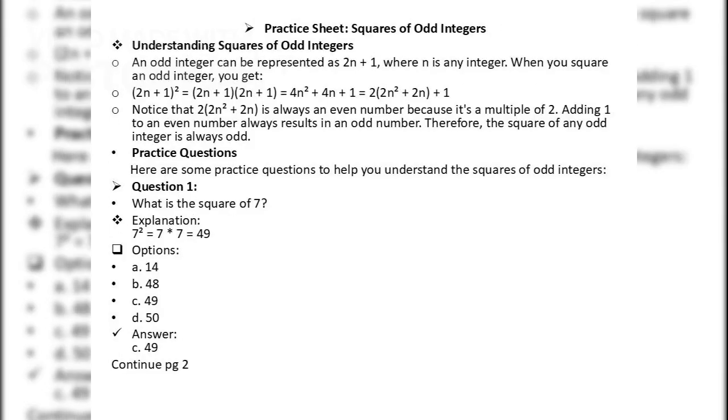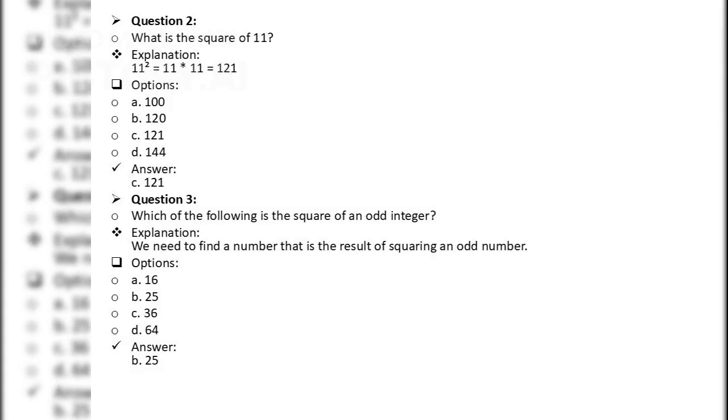An odd integer can be represented as 2n plus 1. The square of any odd integer is always odd. Let's explore this concept further. What is the square of 11? We calculate this by multiplying 11 by itself to get 121.